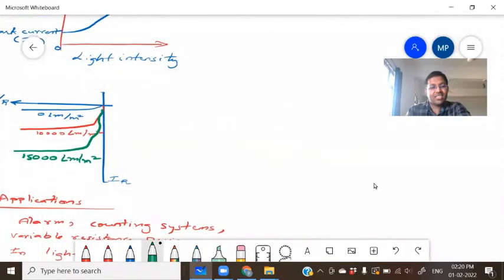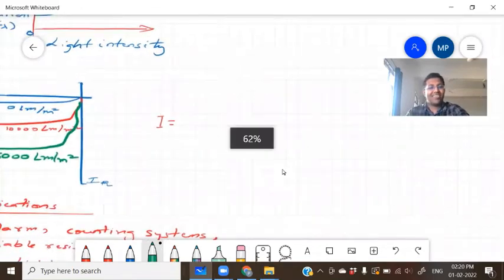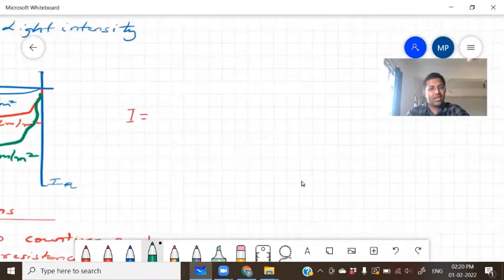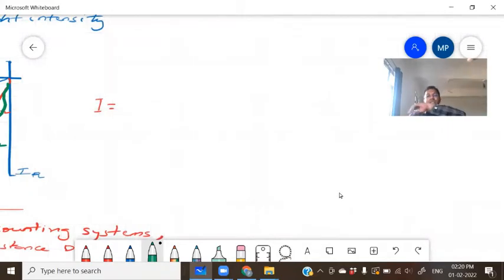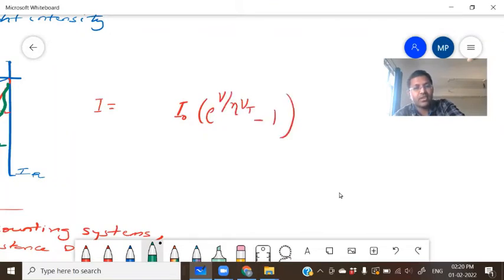Next, let us see the equation for current in a photodiode. To understand it, first let us see the general equation of current in an ordinary PN junction diode. Does anybody remember? I is equal to I naught into e power V by eta Vt minus 1. The same thing is valid here.